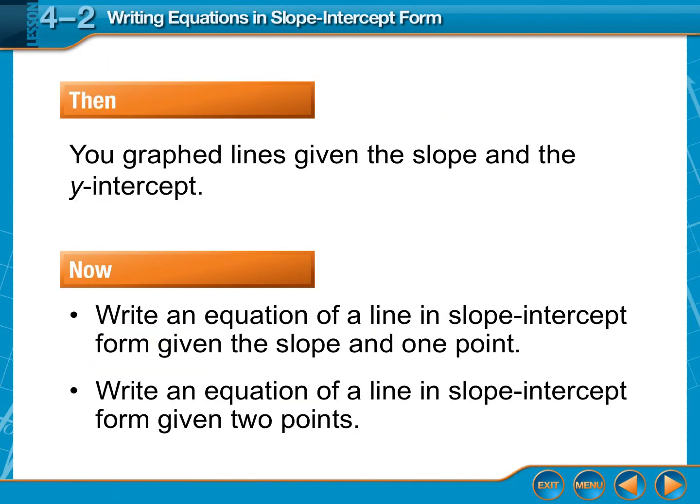Today we started chapter 4. We talked about writing the equations given the intercept and the slope, and then we started solving for y to graph. Today we're going to be writing equations by a couple different ways. We're going to be given the slope and 1 point, and then we're going to be given 2 points. And we've got to write the equation from there.